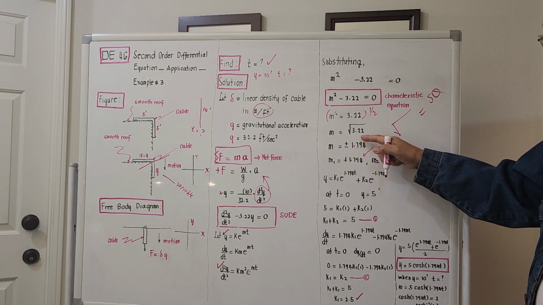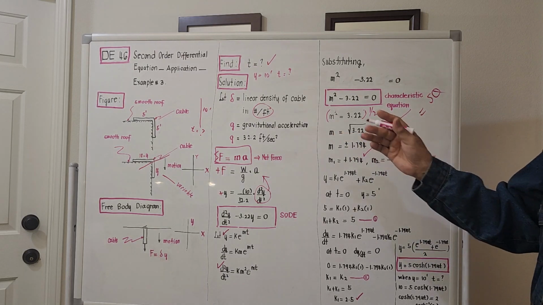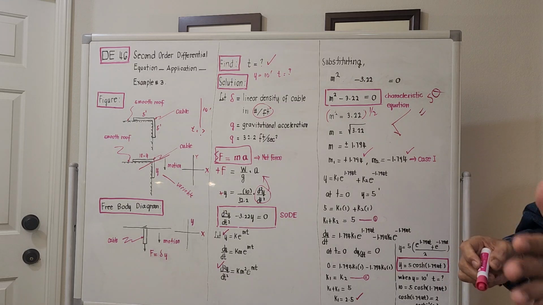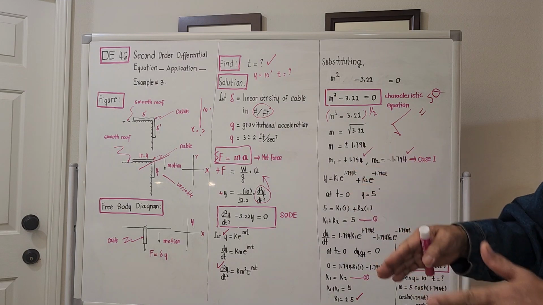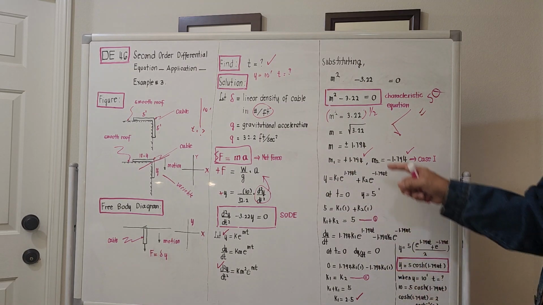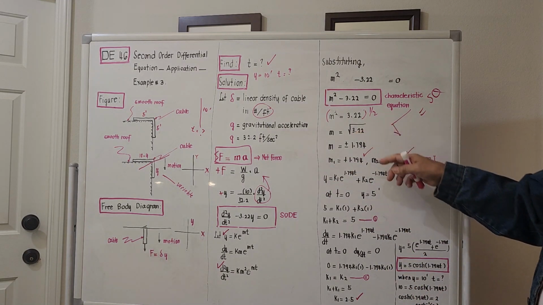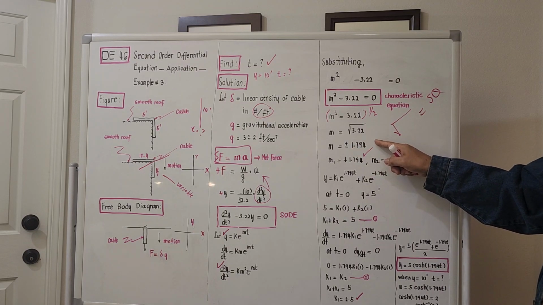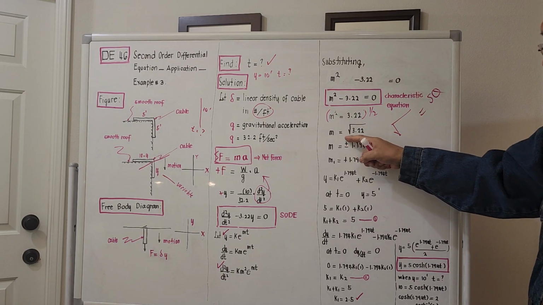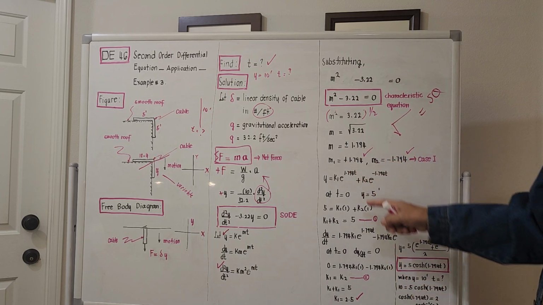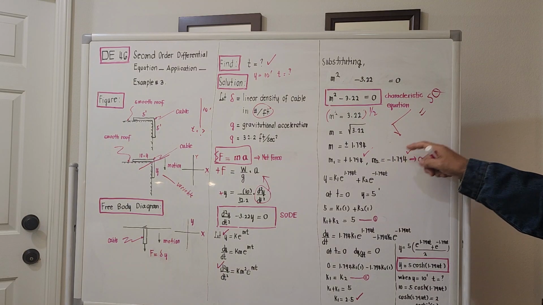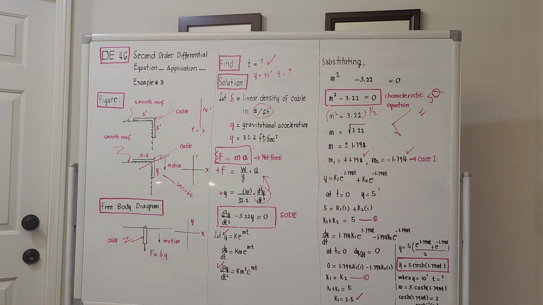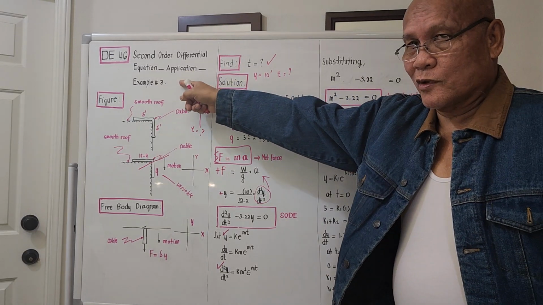So m now will be the square root of 3.22, and luckily, the sign of the term inside the radical sign is plus, so the roots will be real numbers. If you take the square root of 3.22, that is 1.794, preceded by plus and minus. So m1 is the positive 1.794 and m2 is the negative 1.794. And this falls under case number 1 under second order differential equation. Case number 1.